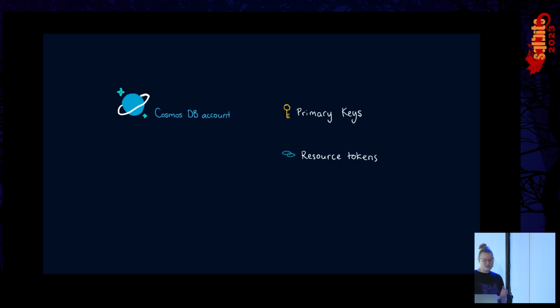The other option that is there is resource tokens. And that is where you can create a token that has a specific lifetime and it has a specific scope of what can you do with that token. So that is already much better. But the issue with that is that it's still not linked to any identity. So anyone can use that token if they get a hold of it.